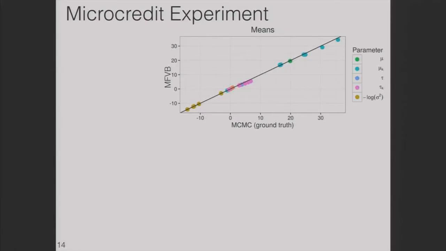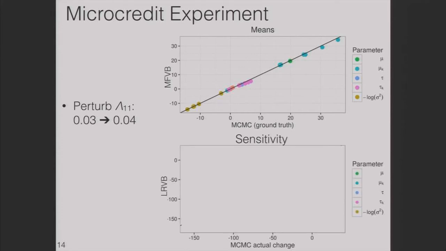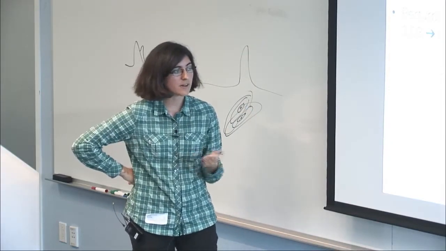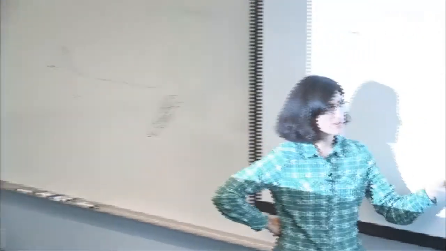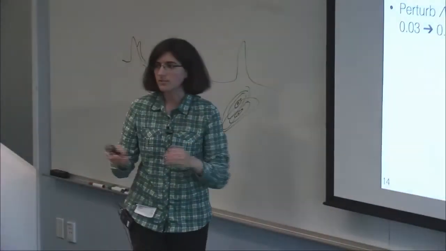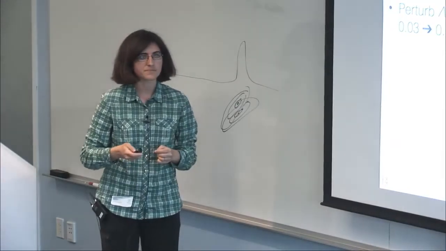OK, so let's just go ahead and see what this looks like. Again, the assumption we make is that the means are well tracked, and we have that. Let's consider a particular perturbation. What we'll do is run mean field variational Bayes for one value of the hyperparameter. We'll run MCMC for one value of the hyperparameter and another one, just to see if LRVB is tracking that. And we see that it really is. And again, with LRVB, we're not getting it in just one direction. We're getting it in all directions simultaneously.